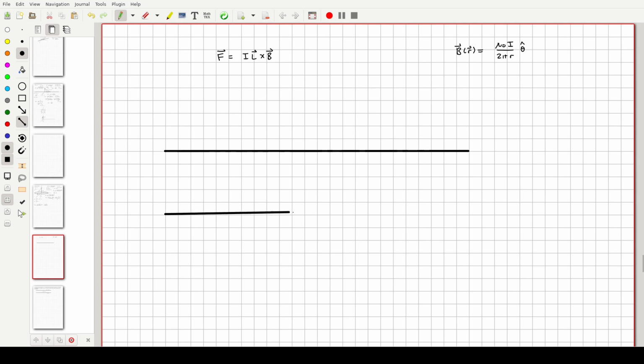So here's what we have. We have two wires parallel to each other. They're separated by a distance r. Right there. I'm going to say this is wire number 1. It has current running to the right, I1. This is wire number 2. And it has current, we'll say, running to the right, I2. Like that. And I want to ask the following question.